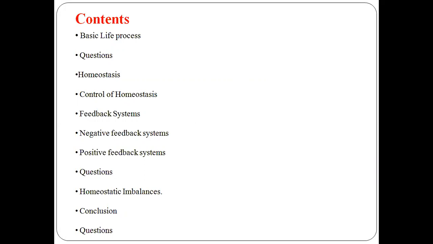First, we'll be discussing the basic life process. Then there will be a few questions on it. Then we'll be discussing homeostasis and the control of homeostasis. Then the feedback systems, that is the negative feedback system and the positive feedback system. Then we will again have some questions, and then we'll finally move on to the homeostatic imbalances, and then we'll conclude this class, and finally we'll have some questions regarding this whole chapter.